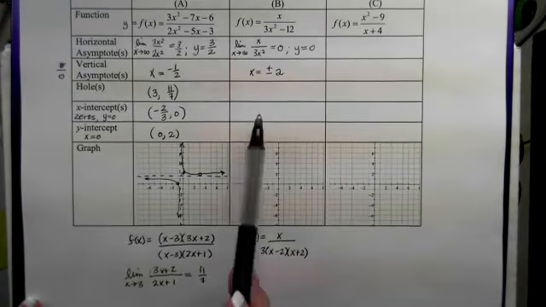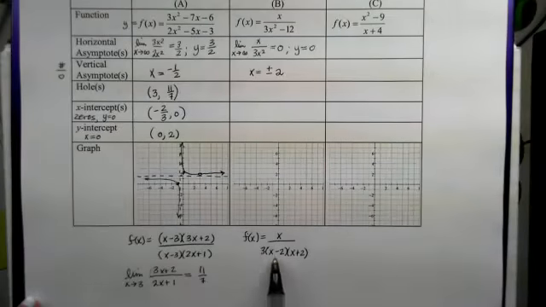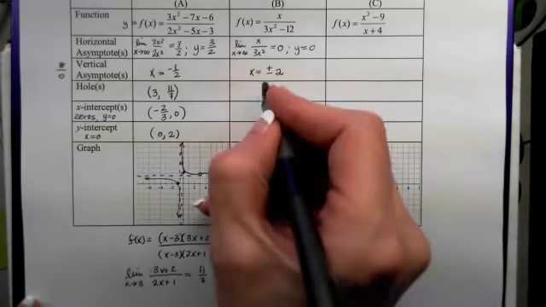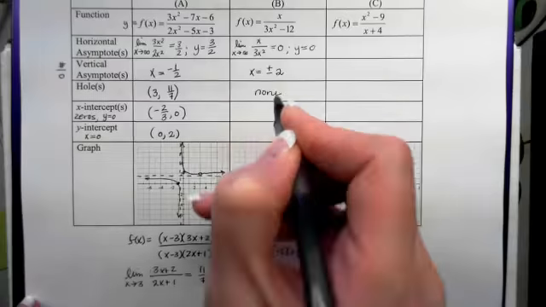Next, the hole. Holes are zeros that occur in the bottom that also occur in the top. And in this case, we can see there are none. So no holes to worry about.